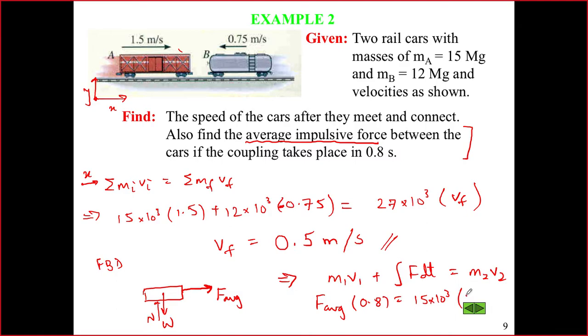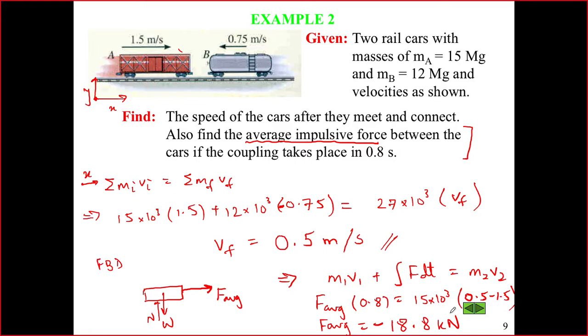So 0.5 minus 1.5. So F average turns out to be what? Minus something. Is it like that? This is what is coming, so good, it worked out for us. And that makes sense, right?